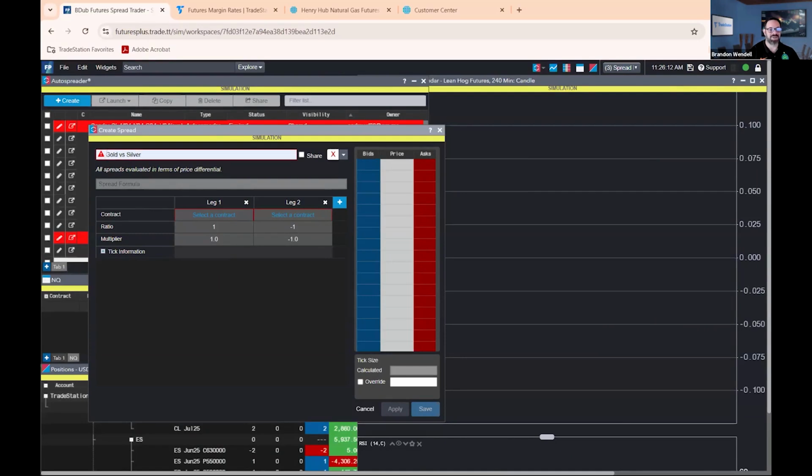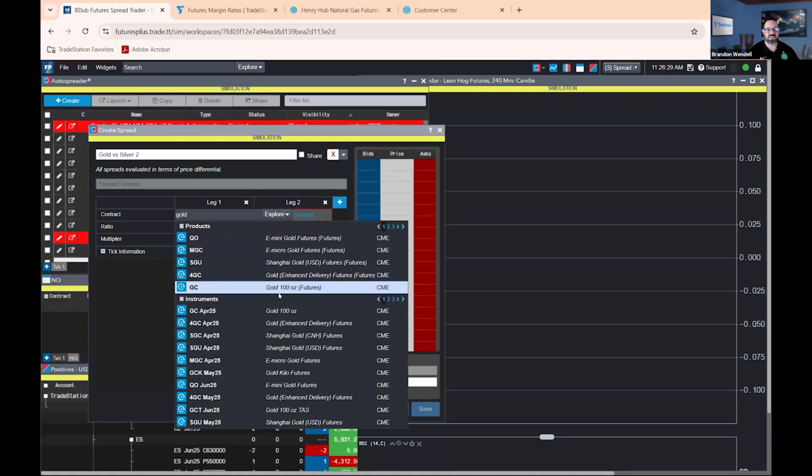All right. So I think I already have one with that name, so I'll name it gold versus silver 2. There we go. And I can share it publicly or I can keep it just for myself. Leg 1, I type in gold. And remember, I can look up the symbol or I can just type in gold and it brings them up. So I can see gold 100-ounce futures. That's the full size gold. Or I could do micro. We'll do the micro.